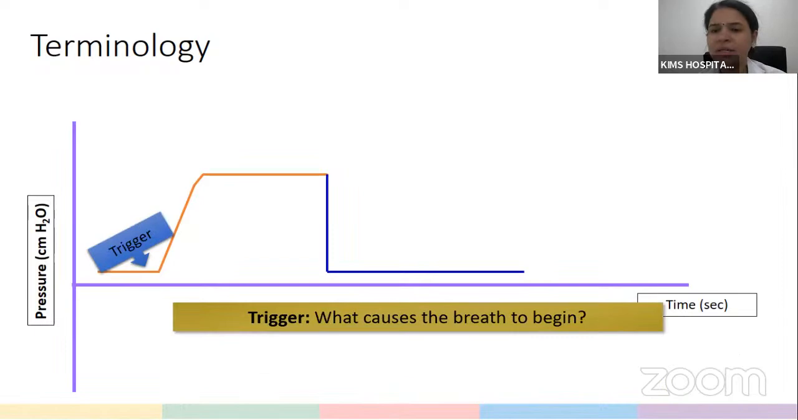The trigger variable can be a signal from the patient, which can be in the form of abdominal or thoracic movement, which can be sensed by the ECG leads. It can be in the form of flow, that is the negative inspiratory flow generated by the patient that can be sensed by a flow sensor, or it can be a pressure sensor, which determines the negative inspiratory pressure that is generated by the patient.